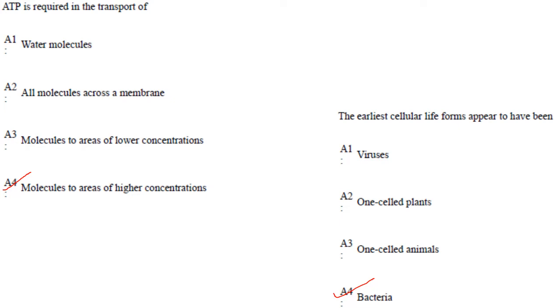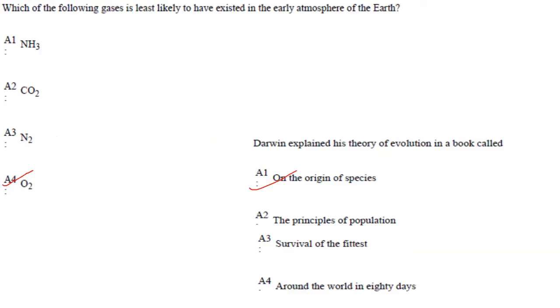Then next one. The earliest cellular life forms appear to have been bacteria. Answer is option 4. Then next one. Which of the following gases is least likely to have existed in the early atmosphere of the Earth? So it is oxygen, which was not present in the early atmosphere of the Earth.